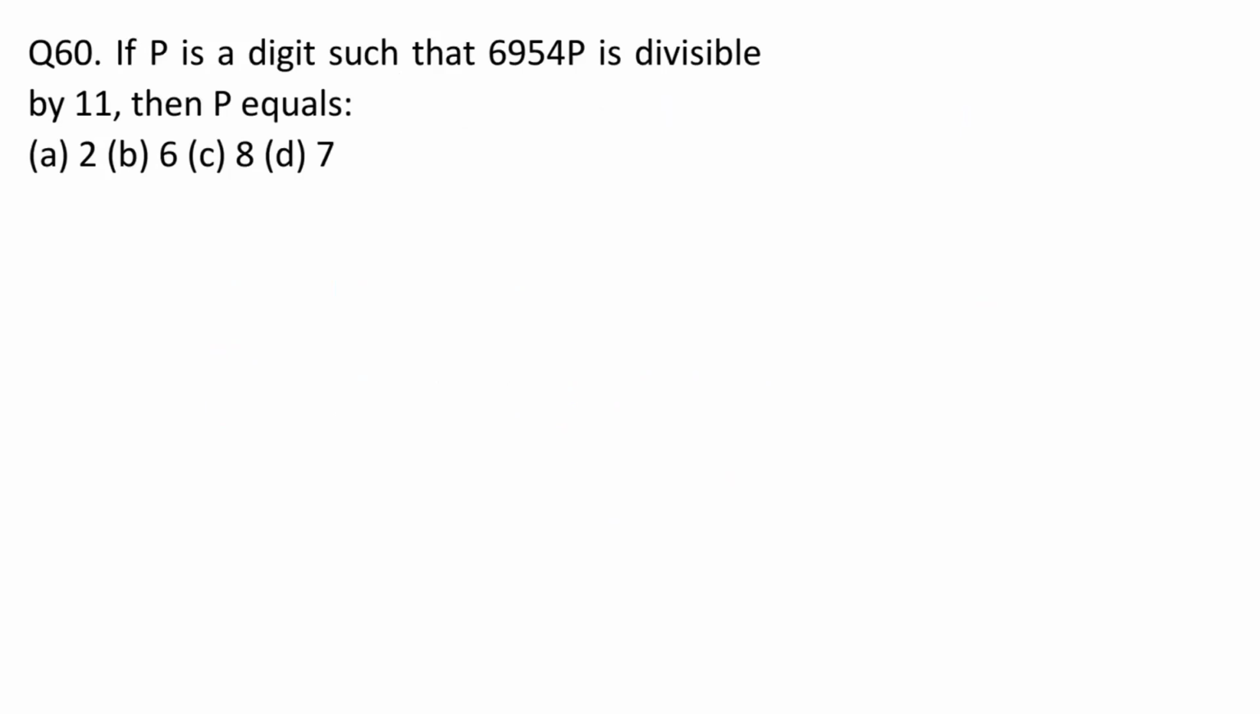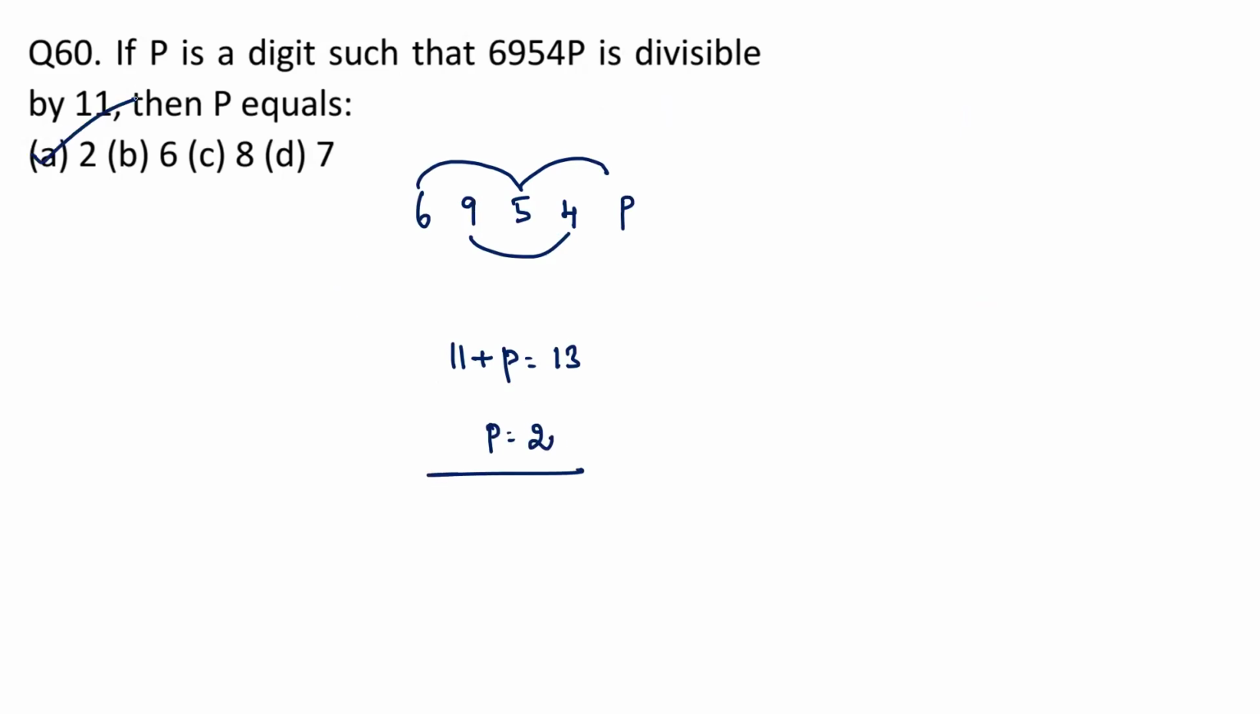If P is a digit such that 6954P is divisible by 11, then P is equal to? 11 divisibility rule: you have to check the alternate digits. It is 11 plus P, it is 13. I want 11 plus P to be equal to 13 because the difference becomes 0. Therefore, P is equal to 2. We can simply make P equal to 2. Sum of digits in the odd places, sum of digits in the even places, the difference can be either 0 or 11 or 22 and so on. That's what we are using.